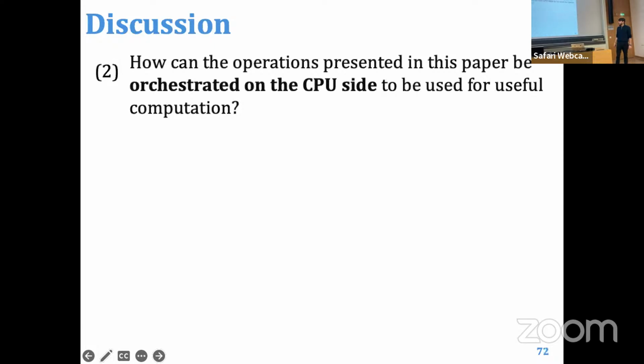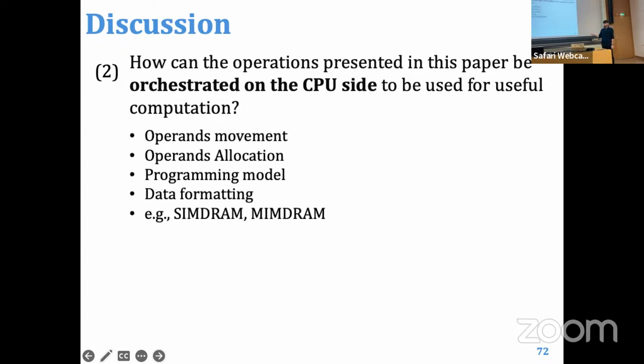Then, how can the operations presented in this paper be orchestrated on the CPU side? Now, this is a big question. It is based on SIMDRAM and MIMDRAM. How can we do a similar architecture? We presented MIMDRAM 2 weeks ago, I think. How can we do a similar architecture in order to also orchestrate these operations? And how would the operand movement look like? How could we move the operands to a specific place? We said RowClone. Anything else?